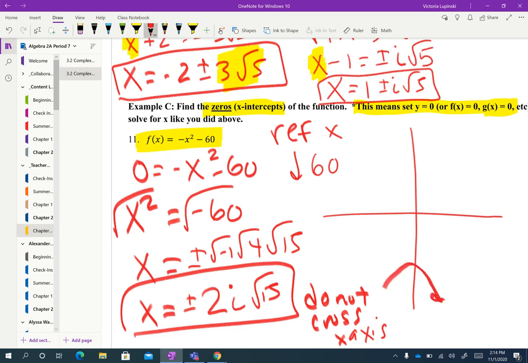So the graph is going to look like this. It's a quadratic that faces upside down. And notice that because it faces upside down and was minus 60, it doesn't cross the x-axis, which is exactly what we were thinking would happen because of the fact that the x-intercepts were imaginary.